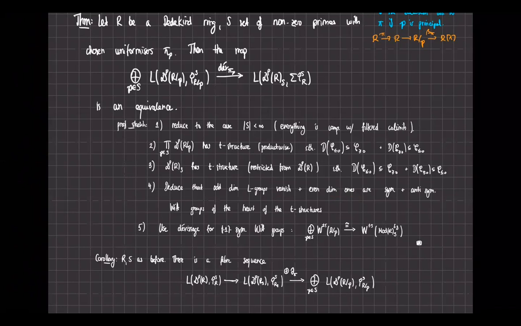So the statement is that the L theories on the left and right hand side are concentrated in even degrees, and in these degrees they are either given by symmetric or anti-symmetric Witt groups of the hearts of the respective T structures. And now, what are the hearts of the respective T structures? Well, in this case, the heart is just the product of R mod P vector spaces, and in this case, it is given by the category of finitely generated R modules, which are also S torsion. So just the discrete R modules, which are finitely generated and S torsion. That is what's going to be the heart in this T structure.